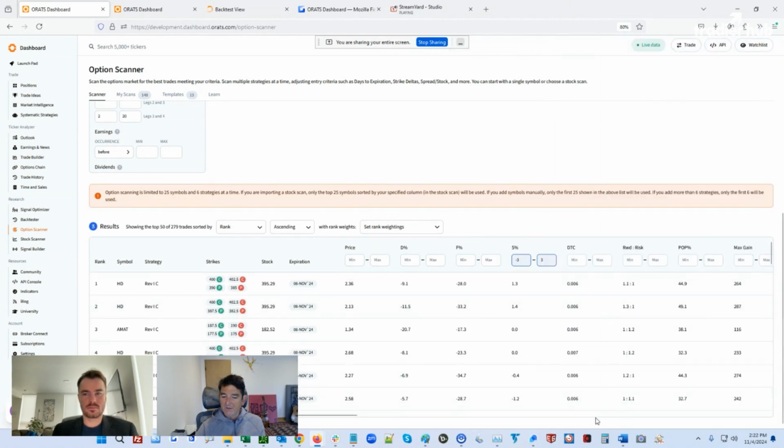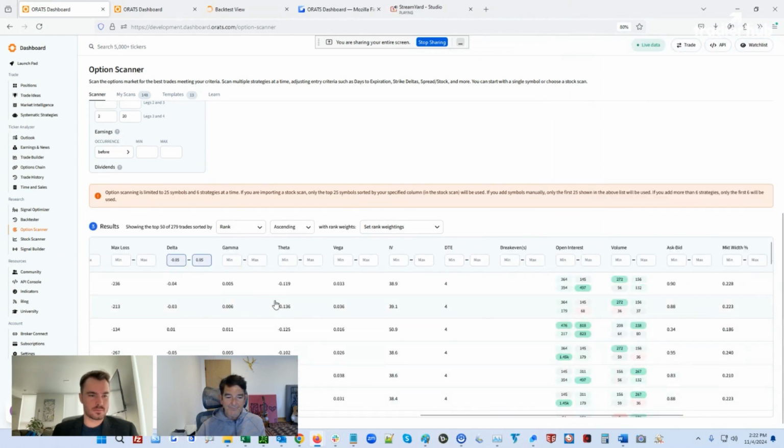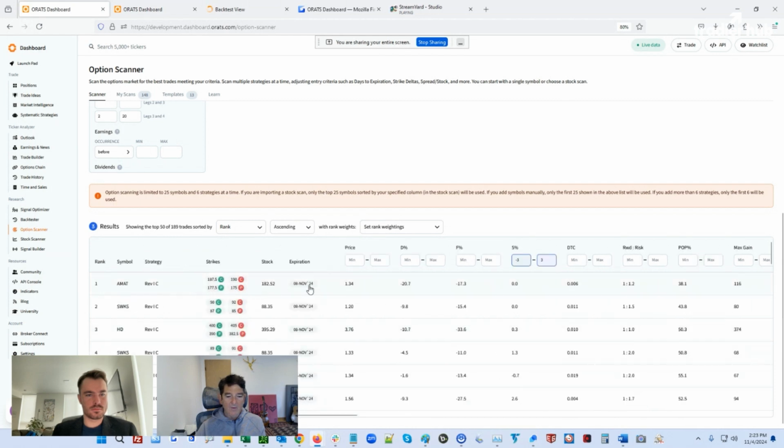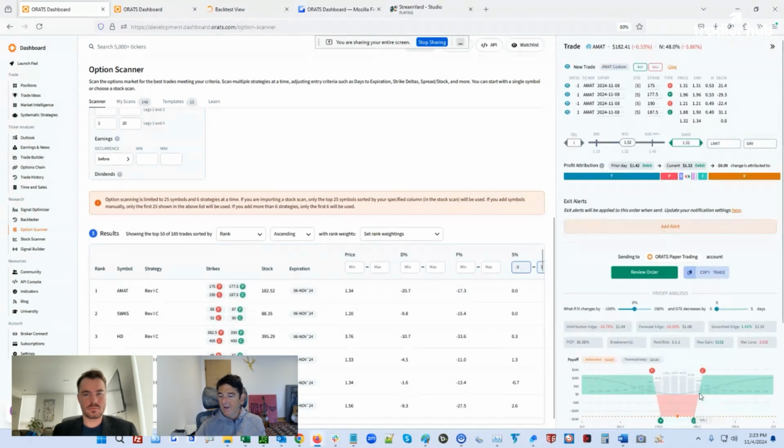So then I would say, let's lower this even more to 2. Let's just see what that looks like. And now we have AMAT, and that looks more like what we want, right? Yeah. That looks, to me, a little tight. I'd rather have a wider one.